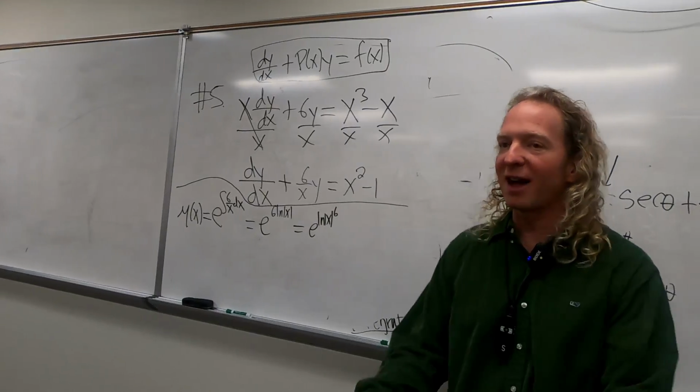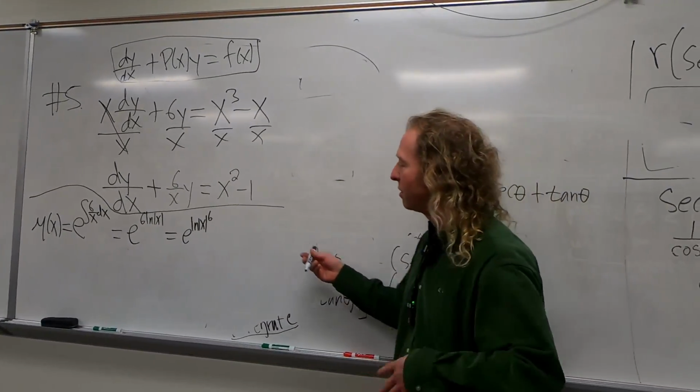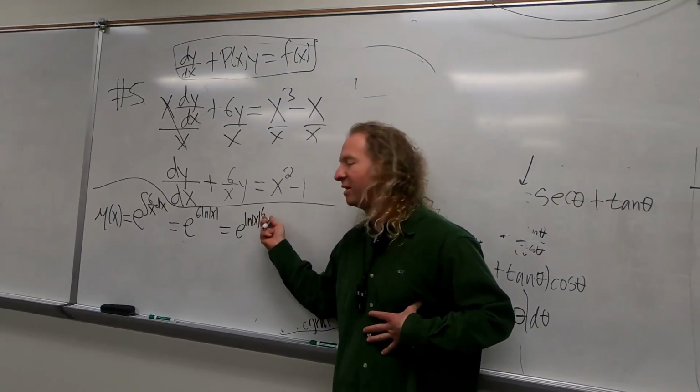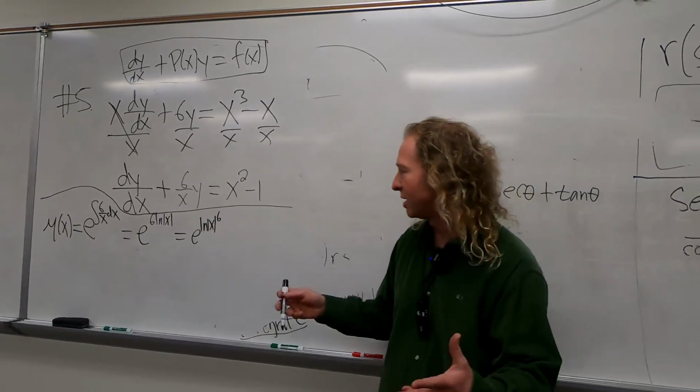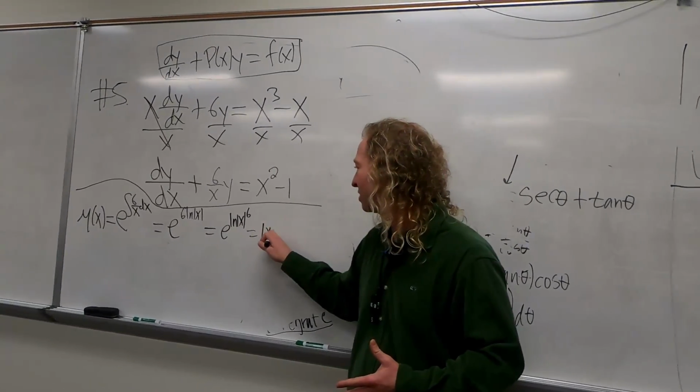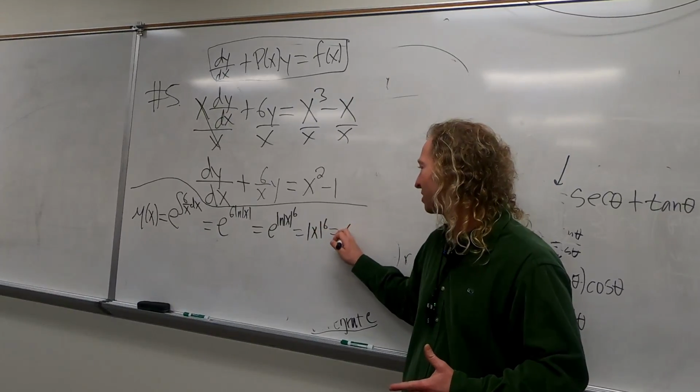You could, in fact, drop the absolute value at this point because you can put the 6 inside the absolute value. Anything to the 6th power is going to be positive, provided it's not 0. So this is just the absolute value of x to the 6th, which I'm just going to write as x to the 6th.